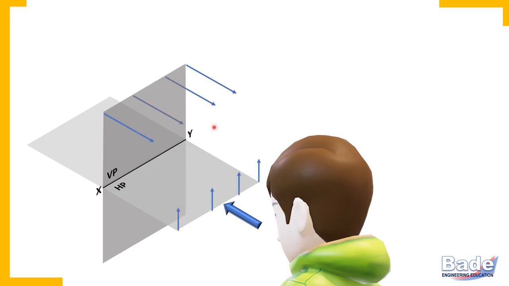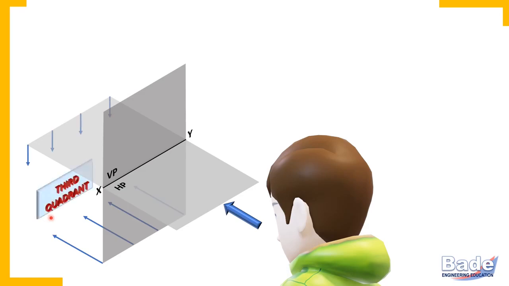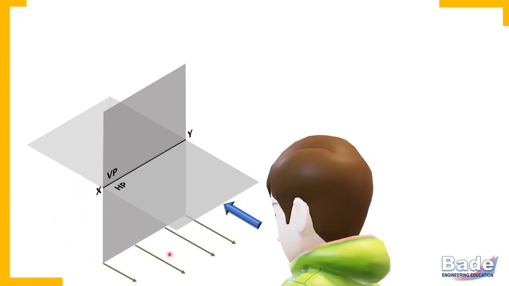Portion in front of VP and above HP, that is first quadrant. Portion behind VP and above HP, that is second quadrant. Portion behind VP and below HP, that is third quadrant. And portion in front of VP and below HP, that is fourth quadrant.